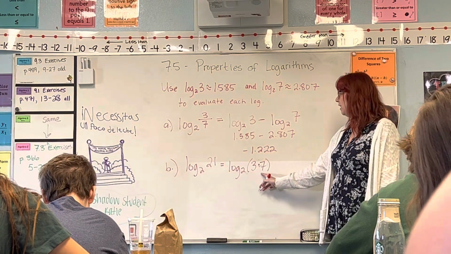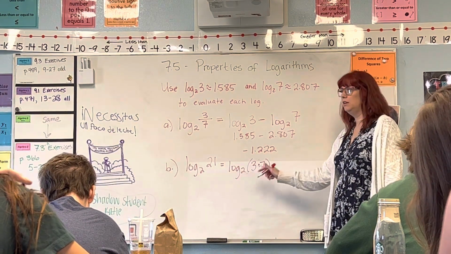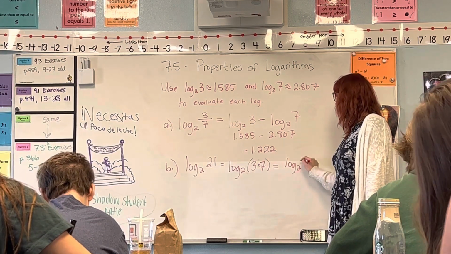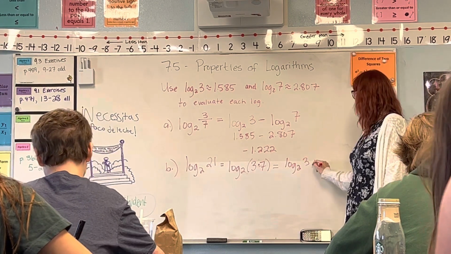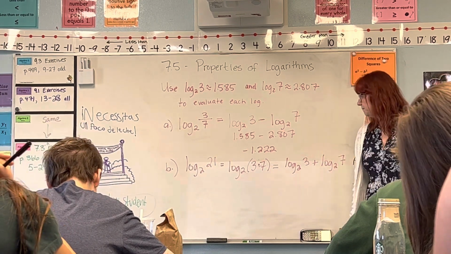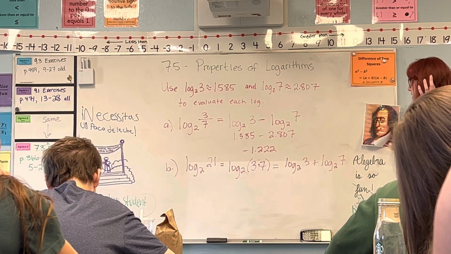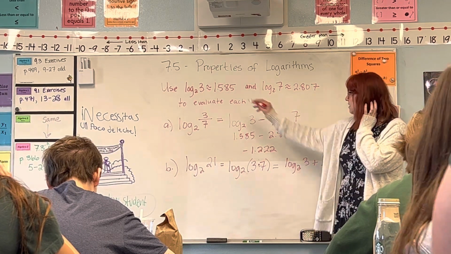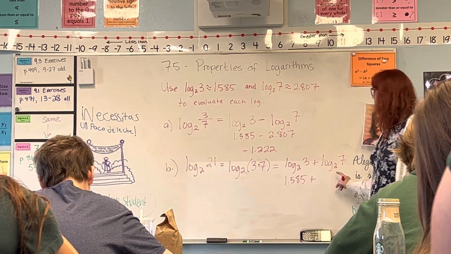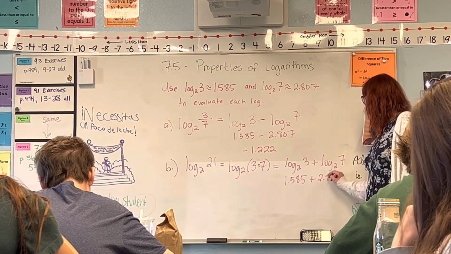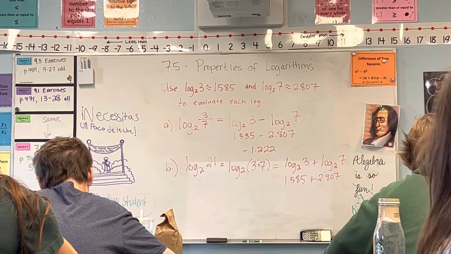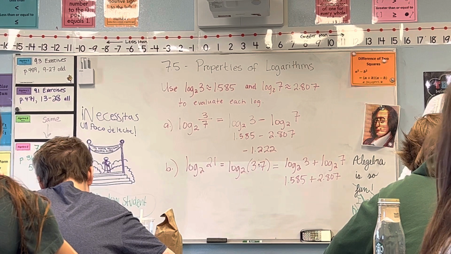Okay, so this is multiplying. What's our rule for multiplying? Adding. So we would change this to log base 2 of 3, plus log base 2 of 7. And I know what log base 2 of 3 is. It is 1.585. And then this one is 2.807. And now we can just add those together. 4.392.